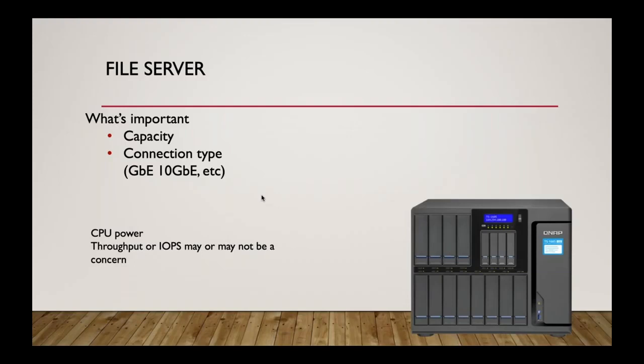And so for a file server, CPU power does affect throughput and IOPS. So if you want a high performance file server, then CPU power can matter. If you want a high performance file server, then 10 gigabit might matter. If you just need a low performance file server, then this may not be very important.